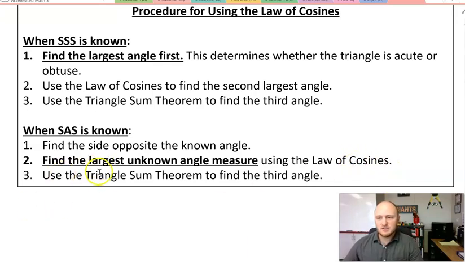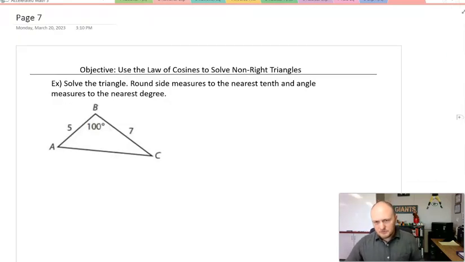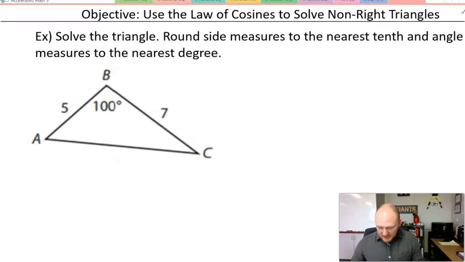Once you have that angle, you can go ahead and find the third by doing triangle sum theorem. So again, here are just the step approaches, and I'll refer back to these as we go ahead and look at solving these today. Okay, here is our first example.